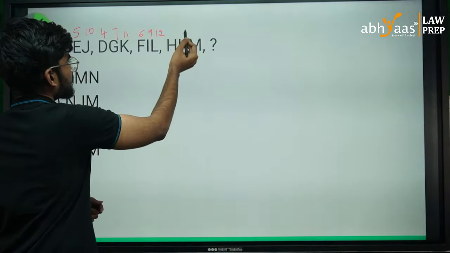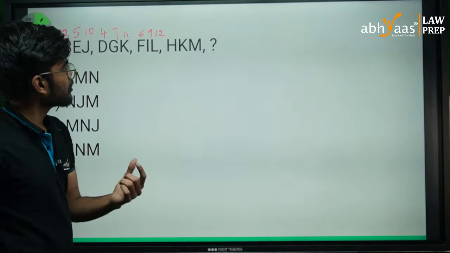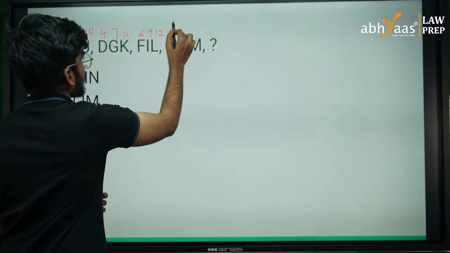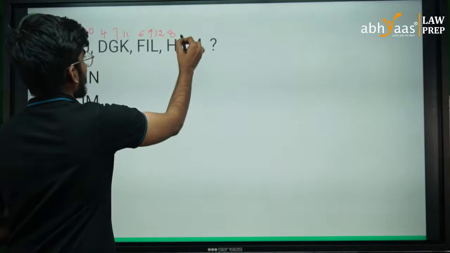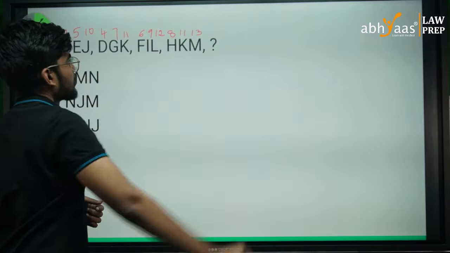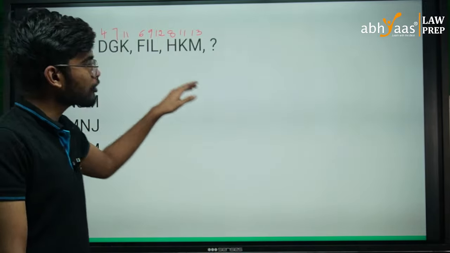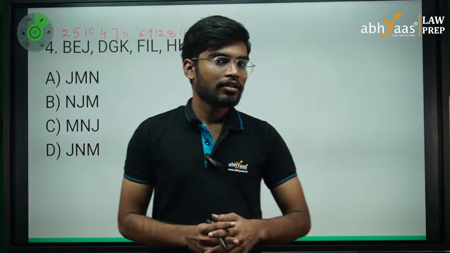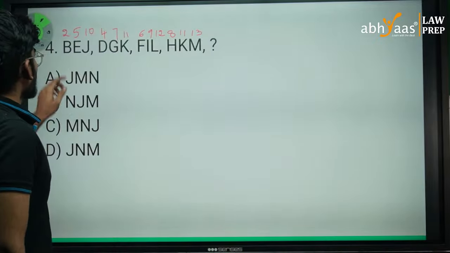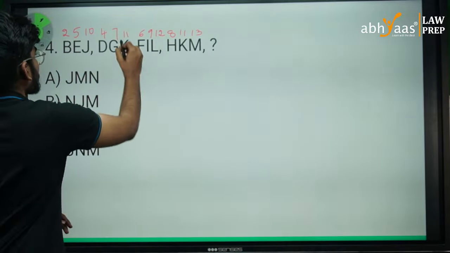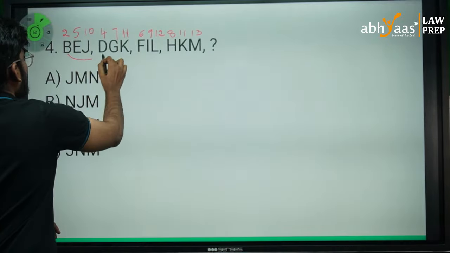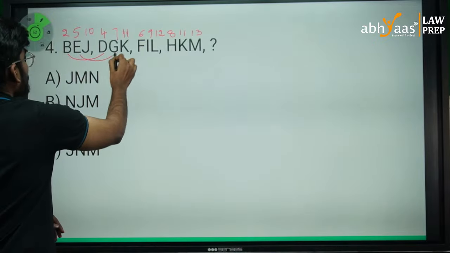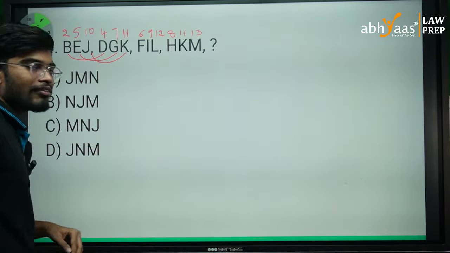Okay, next. E, F, G, H. Next, K is 11 and for M it is 13. See, the speed of writing the numerical values, you will get that with enough practice. So, what are you observing here? 2 plus 2 is 4, 5 plus 2 is 7, 10 plus 1 is 11.